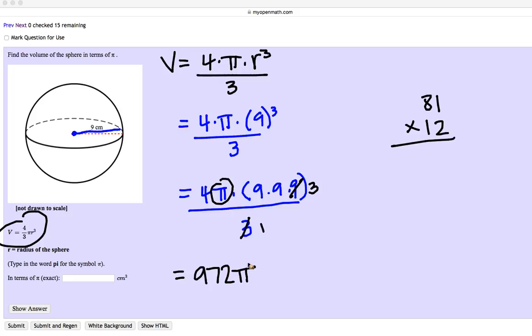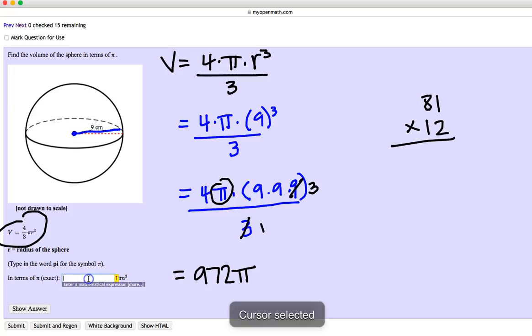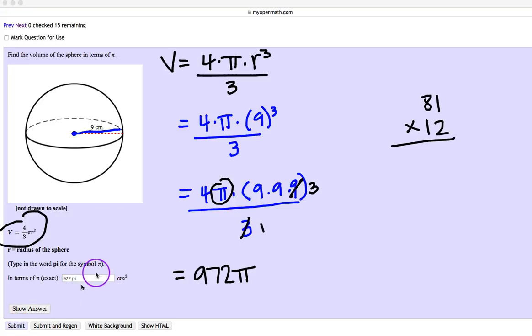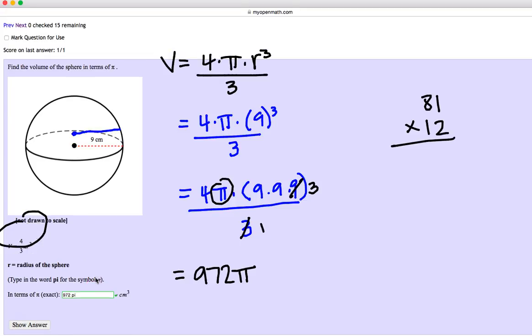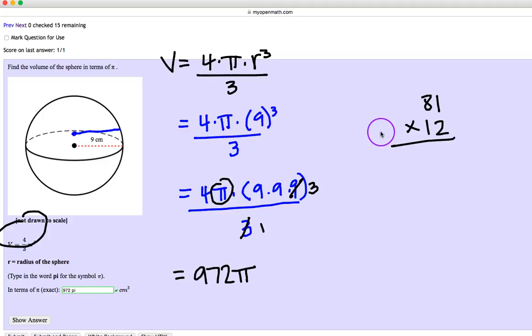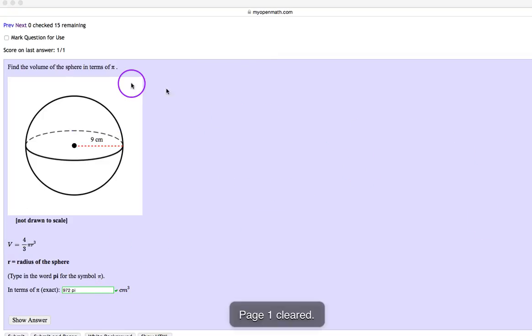So I'm just going to type that into my box, 972. Make sure you put in pi for pi, or again, you can click on this yellow button and it can also be inserted that way as well. So now I just submit. And there you have it. Green means it's correct, so I can move on to the next example.